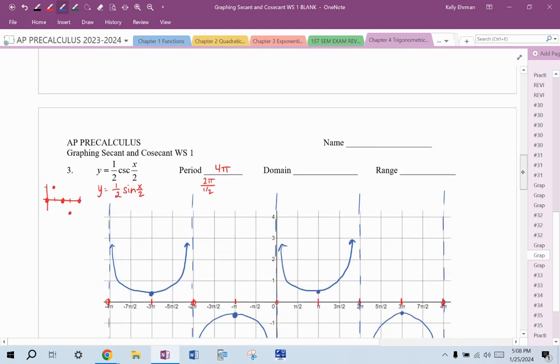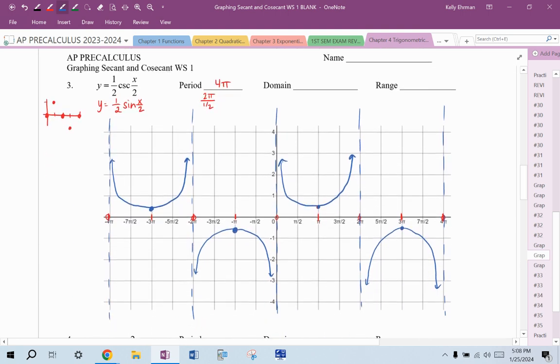All right, sorry about that. So what about domain and range of this one? I see 0, 2 pi, 4 pi. Next one will be at 6 pi. So all real numbers, x is not equal to, so they're multiples of 2 pi, right? 2 pi k. K is an element of the integer number set.